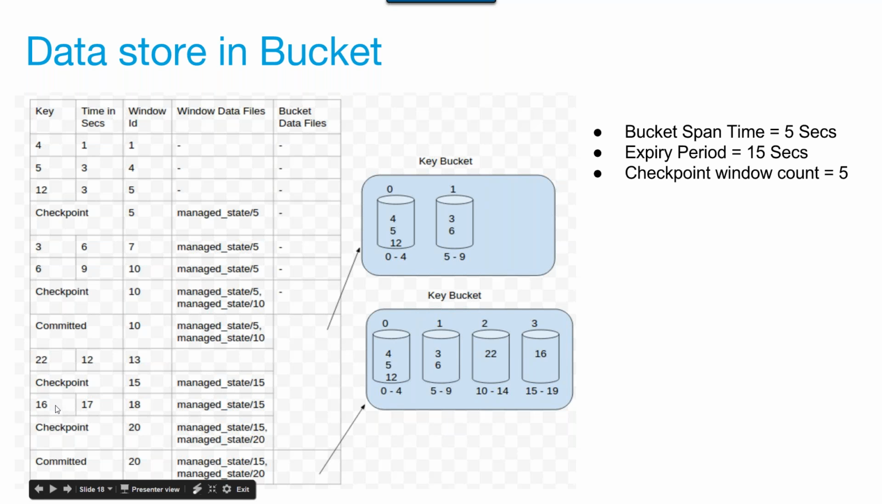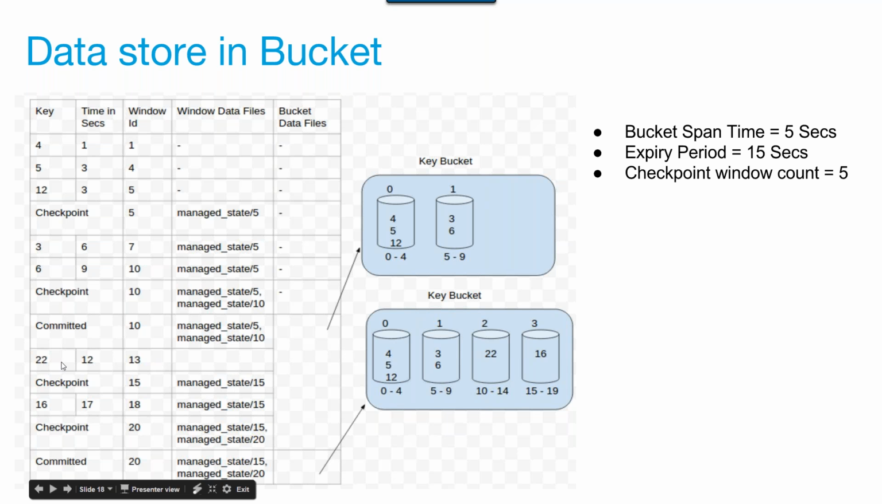And the next key is 16 at window ID 18, and the time for the key is 17 seconds, for example. Then this saves first into the flash segment. And the next, 20, is the checkpoint window, so this data saves into the window data file 20. And for example, if this is the committed window, then these window data files will transform to the key time data files.